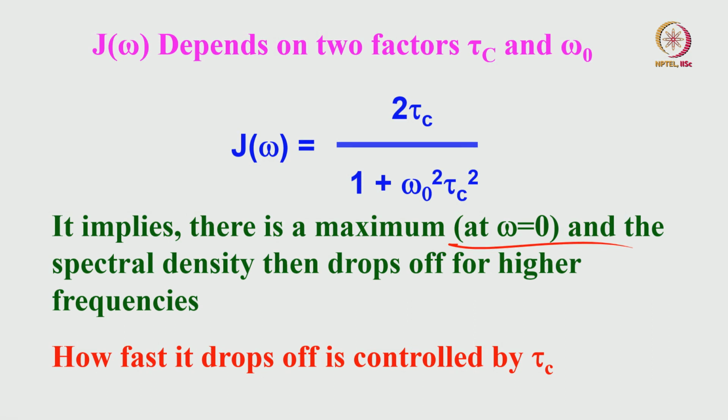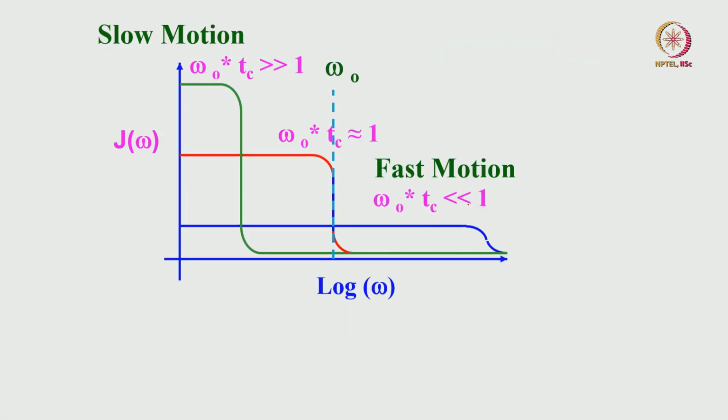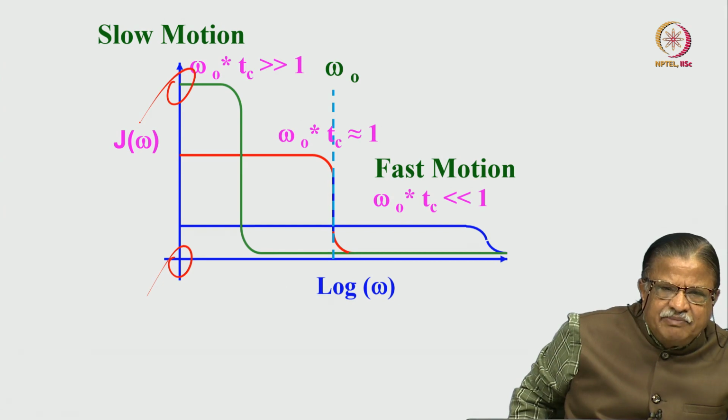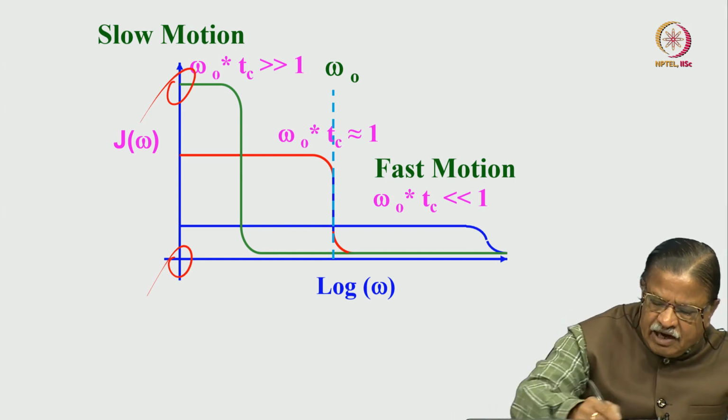How fast it drops off as omega changes also depends upon tau c. So these are the two factors which play together. How fast the spectral density function drops off is controlled by tau c, and this is the expression for that. Whatever I said in words is shown in the figure here. At omega 0, the spectral density function is maximum, and you see it starts dropping off.